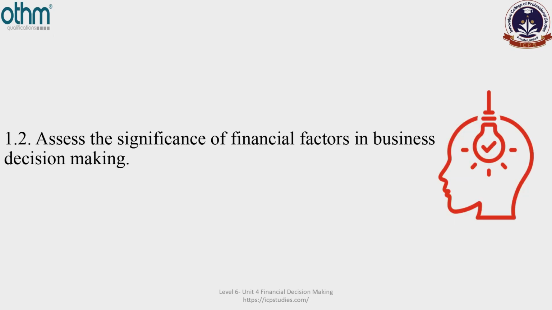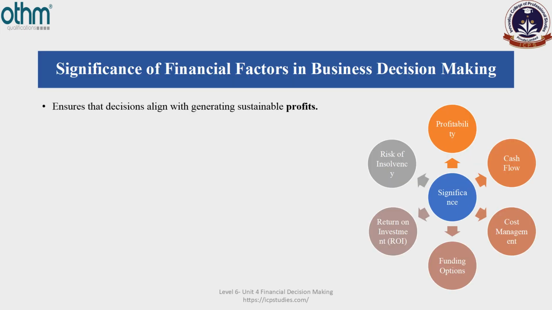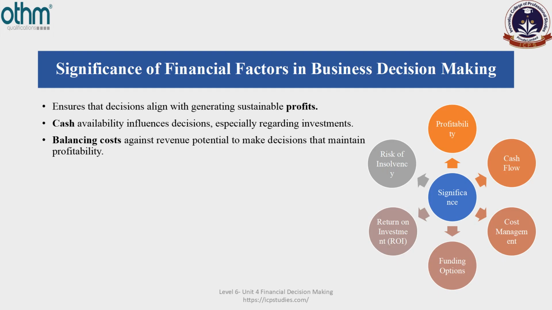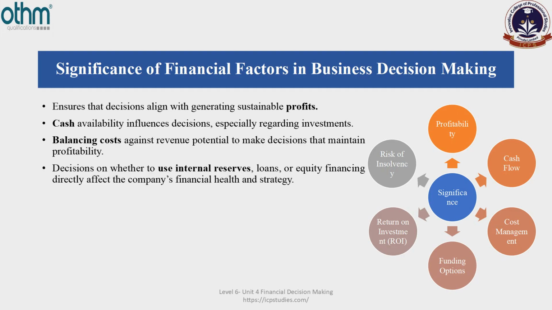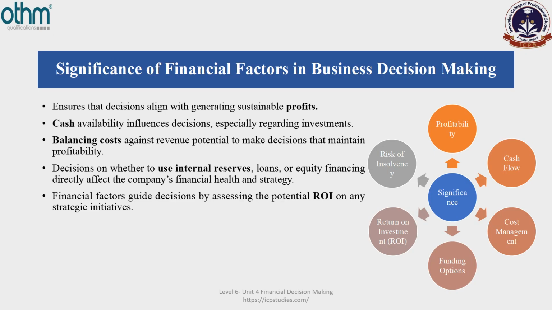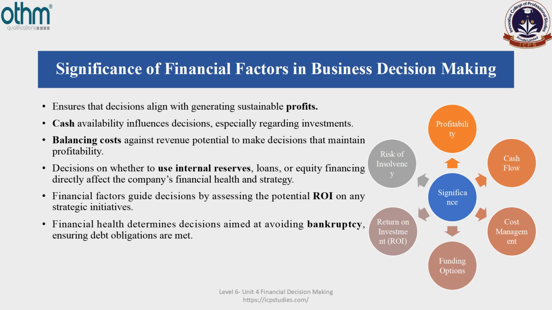Then we have the second assessment criterion, in which we assess the significance of financial factors in business decision making. So we have different significance: it ensures that decisions align with generating sustainable profit; cash availability influences the decision; balancing cost against revenue potential to maintain profitability; and decisions on whether to use internal reserves, loans or equity financing directly affect the company's financial health. Financial factors guide decisions by assessing the potential ROI on any strategic initiatives. Financial health always determines decisions aimed at avoiding bankruptcy and ensuring debt obligations are met.